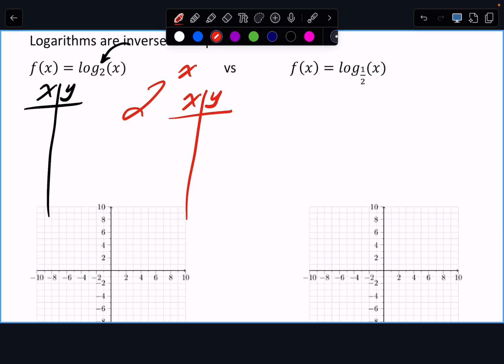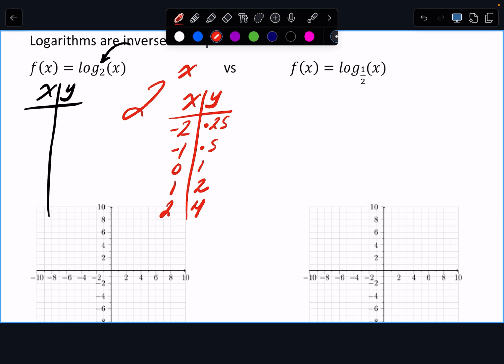So let's plug in -2, -1, 0, 1, and 2. 2 to the -2 is 0.25, 2 to the -1 is 0.5, 2 to the 0 is 1, 2 to the first is 2, 2 to the second is 4. Do you guys understand? That's just way easy to calculate, so that's why I chose to do that.